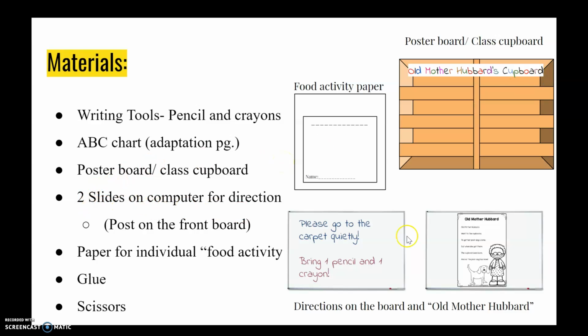The 2 slides on the computer down here. So this is how I'm going to get their attention by flashing these slides up on the board. Directions and then the reading that we're going to be doing together. The paper for individual food activity is right here. This is what they're going to be cutting out later. Their label is going to go up here, their name down here, and then glue and scissors.